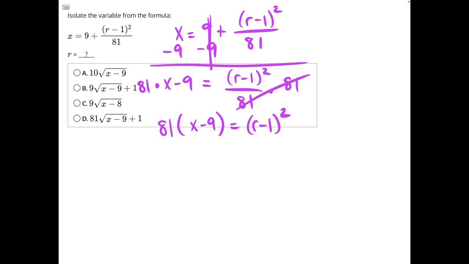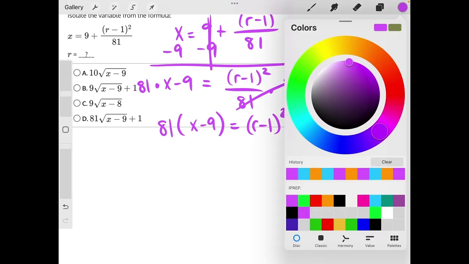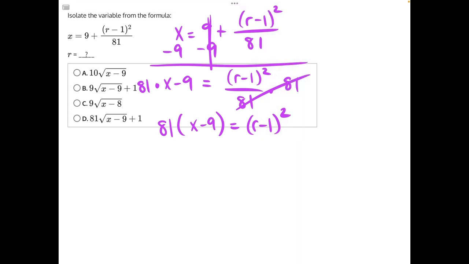So now, I'm going to change colors for this, the opposite operation for an exponent is a root. And since this is to the second power, we need a square root. So we're going to take the square root of the right-hand side and the left-hand side of the equal sign. The square root and the exponent will cancel, leaving us with r minus 1 on the right-hand side.